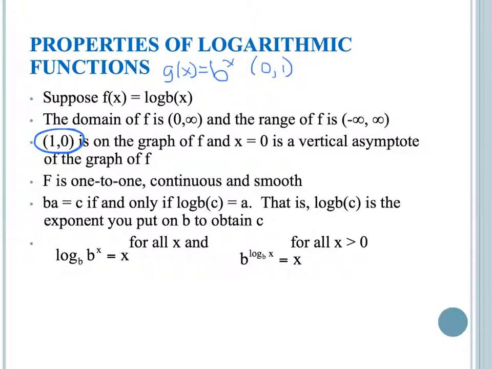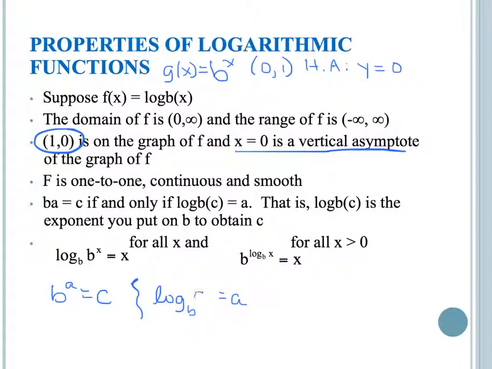Instead of having a horizontal asymptote of y equals 0, it's getting flipped, so it's no longer y equals, it's a vertical asymptote at x equals. And then our relationship of b to the a equals c, that's our exponential, goes along with logarithm of base b to the exponent equals the exponent with the big number c. Those two go back and forth. They are inverses of each other.